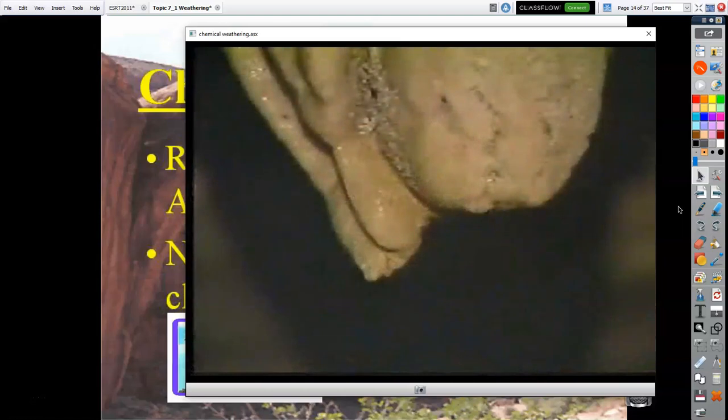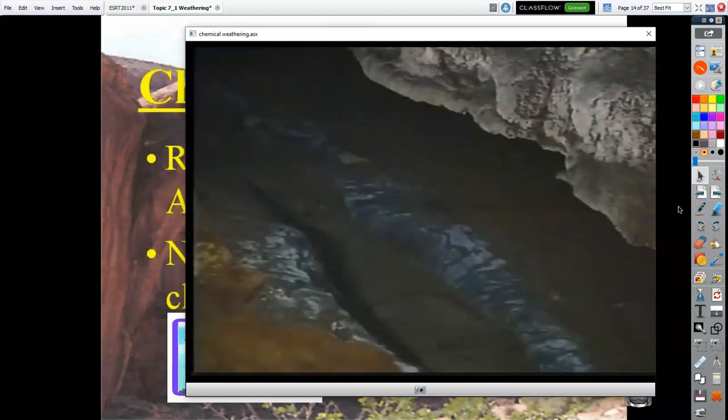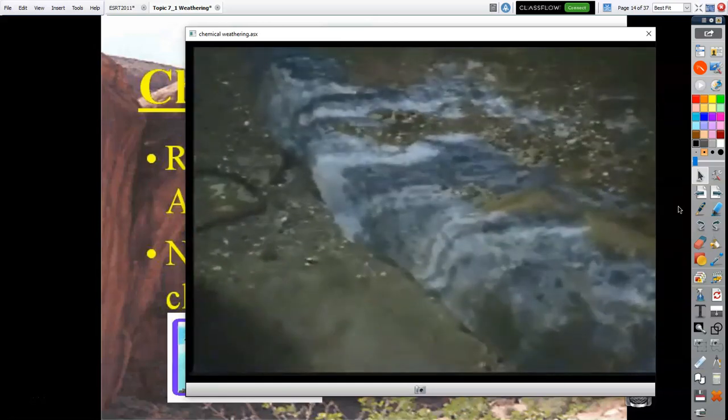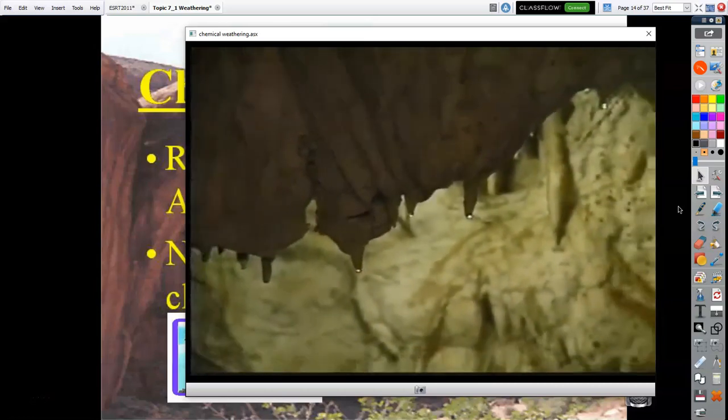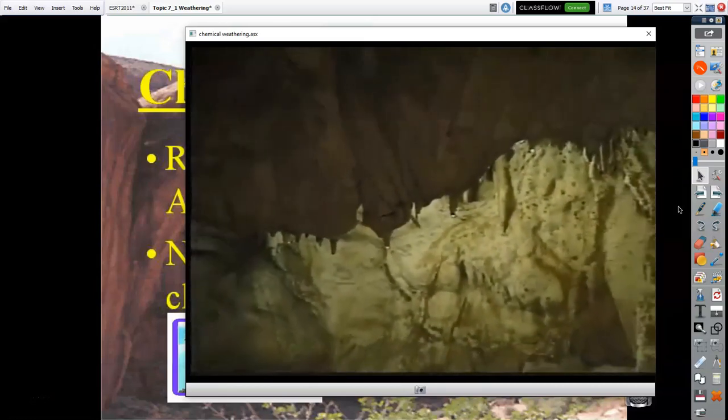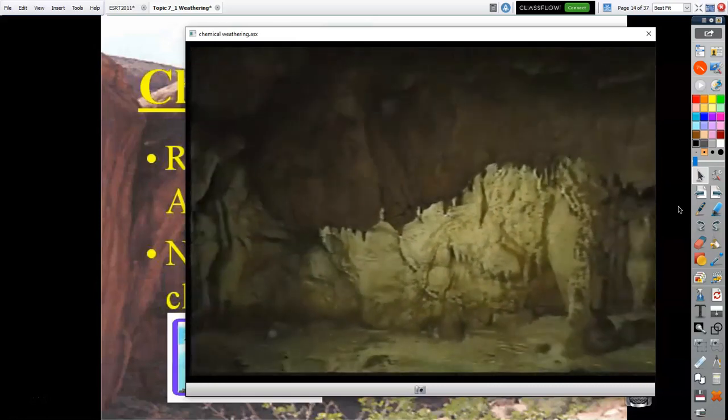This cavern started out as small openings below the Earth's surface where water seeped in. The water combined with carbon dioxide from decaying plant material in the soil to form carbonic acid. As this acid dissolved the rock around it, the pockets gradually grew in size.